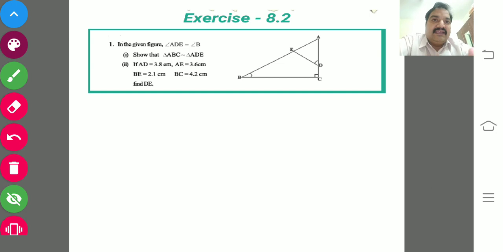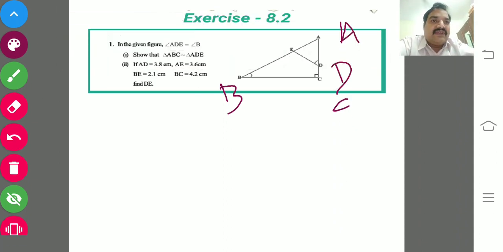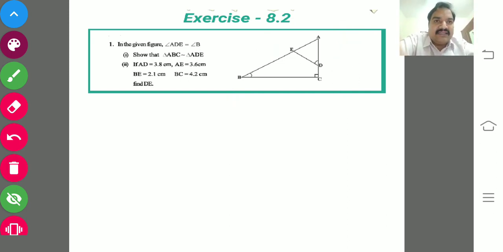In the given figure, angle ADE, where is ADE? Just see that. So this is a triangle ABC, and D is here as well as E is here. So in that, what are the conditions given? Angle ADE equals angle B. Yes, these two are equal. It is given that. So what are we going to prove? Triangle ABC is similar to triangle ADE. Okay, so you just see that.